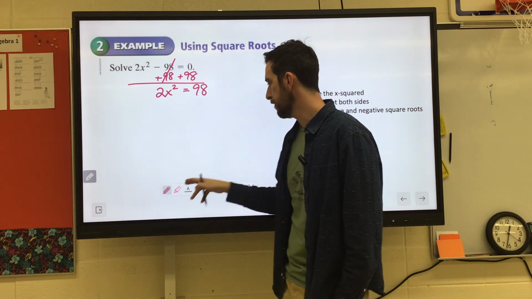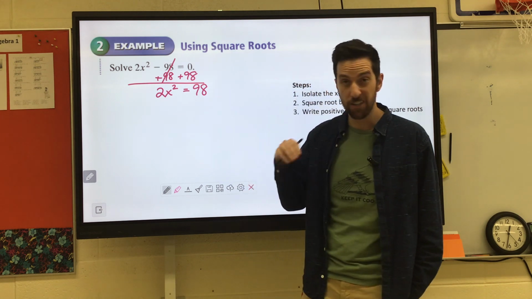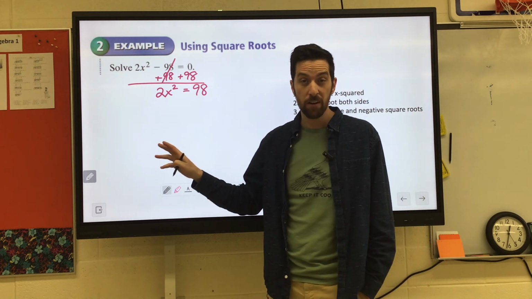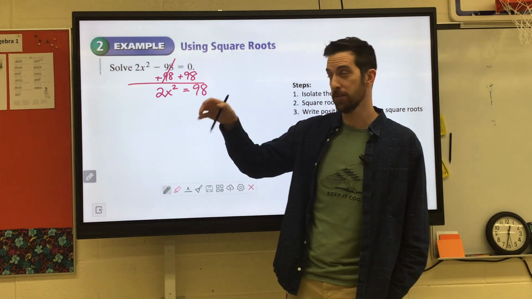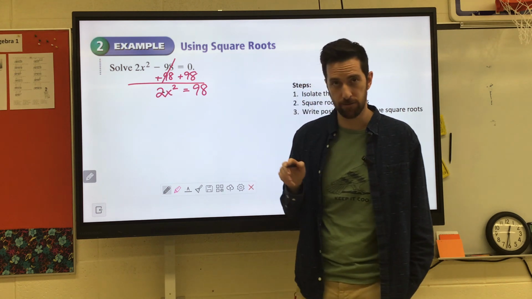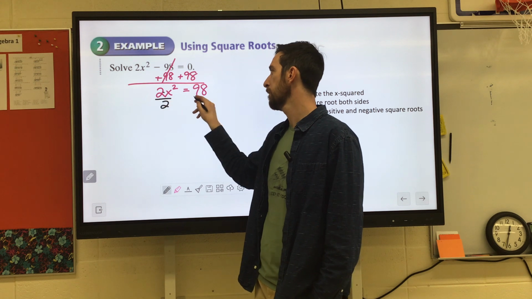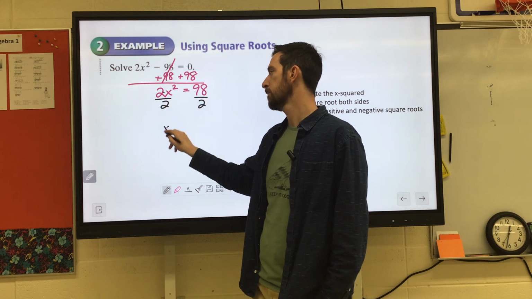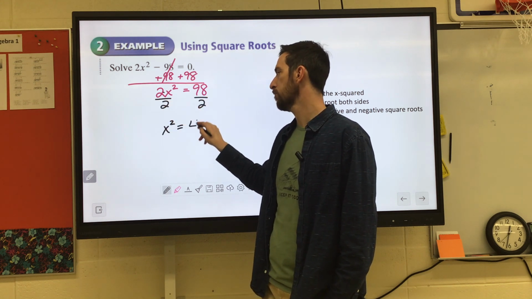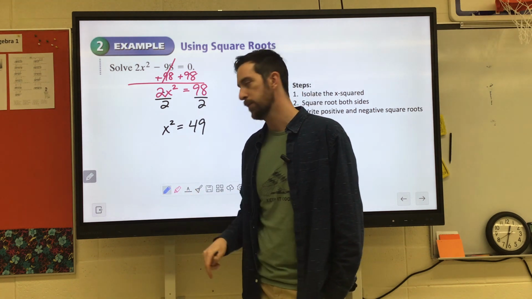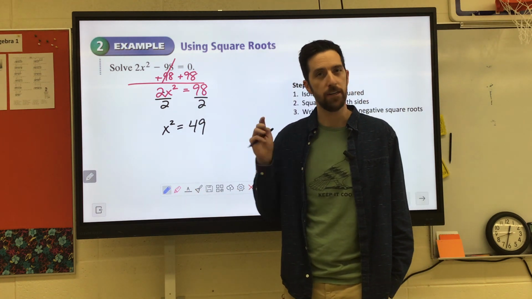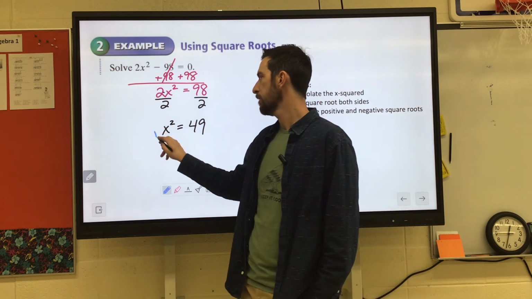equals 98. Now again, if we're trying to isolate just x squared, we'd have to get rid of that 2. Currently, it's 2 times x squared, so to cancel that out, we would divide by 2 on both sides, which would give us x squared equals 49. Here's the one new step today. To cancel out x squared, you square root it. Do it to both sides.